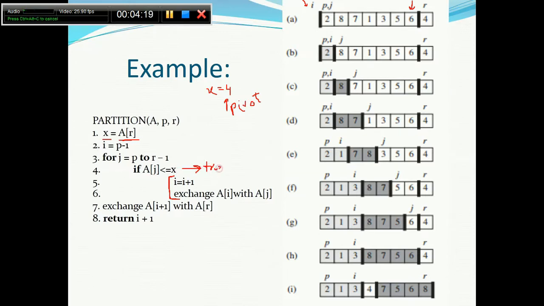Okay. So now a[j] would be here at 7. Is 7 smaller than 4? No, because a[j] is 7 currently. 7 is not less than 4. In that case, j would again go a step up here.